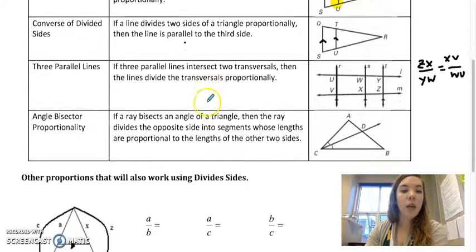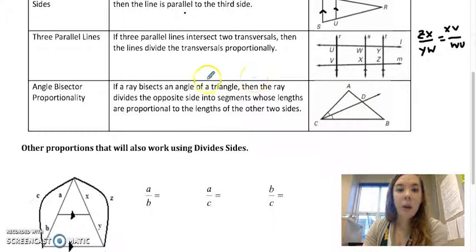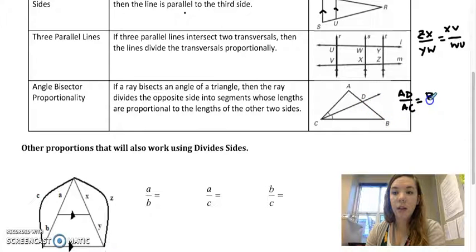And the last one, angle bisector proportionality. If a ray bisects an angle of a triangle, which would mean these two angles are congruent, they are the same measure, then the ray divides the opposite sides into segments whose lengths are proportional to the lengths of the other two sides. So here, AD over AC is the same as BD over BC. So they're not congruent, but they are proportional.